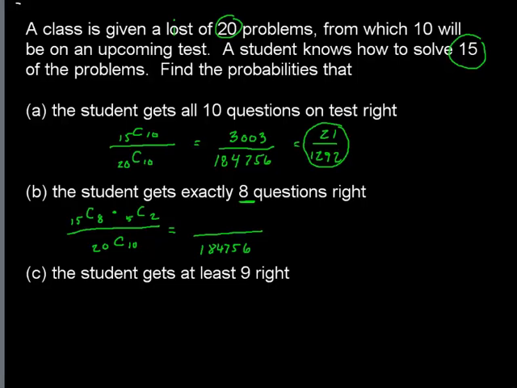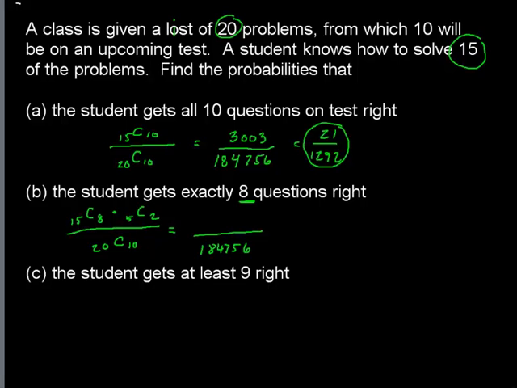So let me explain this one more time. I want to get 8 questions right, which means I'm going to get 2 wrong. So of the 15 questions I know, I want to choose 8 of them because then I'll get it right. Which 8? Doesn't matter. Of the 5 I don't know, I'm going to need 2 of those. Which 2? Doesn't matter. That way I get 2 wrong because I'm going to get 8 right.